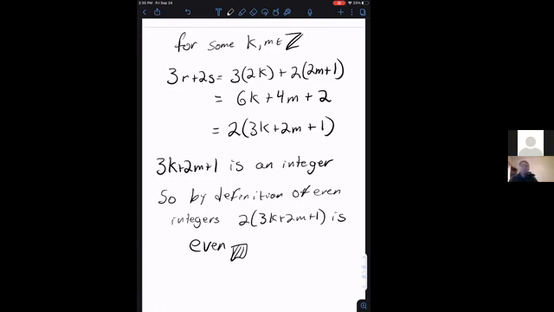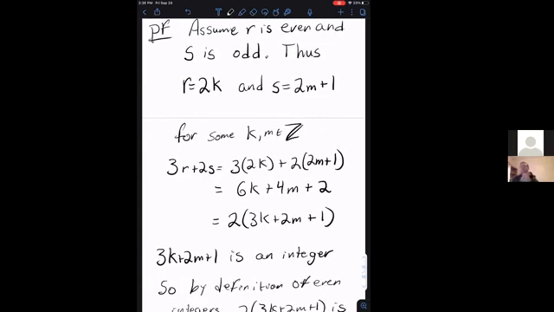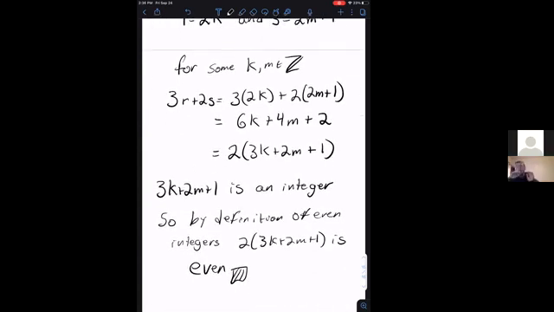So we just showed that no matter what numbers you choose in the integers, 3 times one plus 2 times another number will always be even. We didn't have to check all of them. We proved it very generally. So that's it for this video. That was kind of the introduction to proofs. We're going to do a lot more of it. And then I'll see everyone next time.